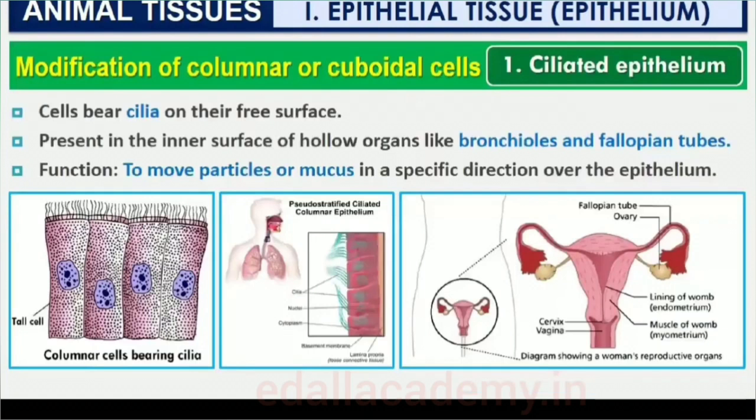If the columnar or cuboidal cells bear cilia on their free surface, they are called ciliated epithelium. Their function is to move particles or mucus in a specific direction over the epithelium. They are mainly present in the inner surface of hollow organs like bronchioles and fallopian tubes.